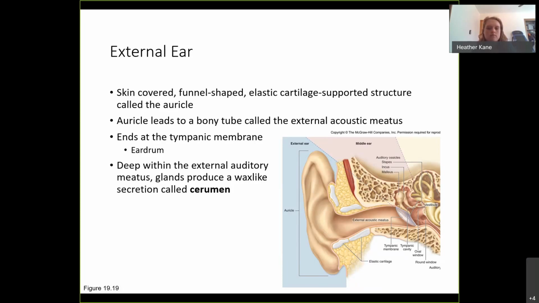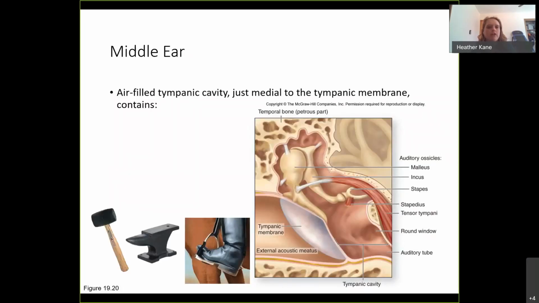All right, so moving on. We also have this thing called a middle ear. The middle ear is going to be more internal than the outer ear, and it is going to start at this tympanic membrane, at this eardrum right here. And then it's going to move from the tympanic membrane through these auditory ossicles.